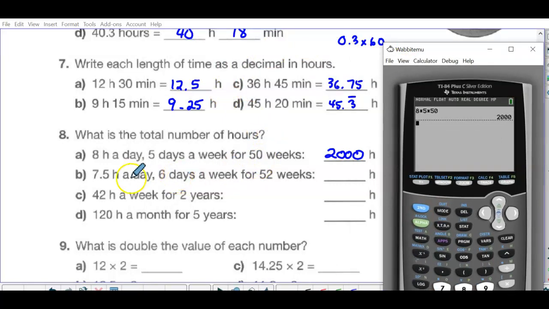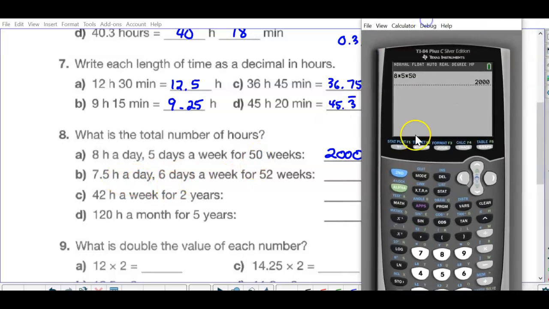And a lot of times there's 50 work weeks in a year if you're given 2 weeks of vacation. Then the next one, 7.5 hours for 6 days a week for 52 weeks. So 7.5 times 6 times 52. So 2,340.